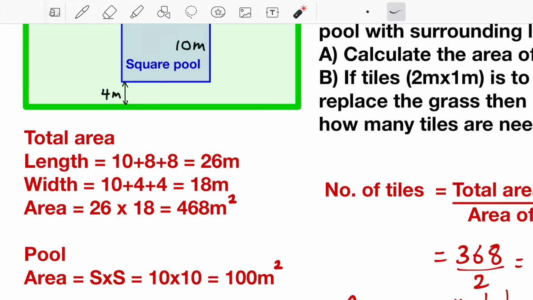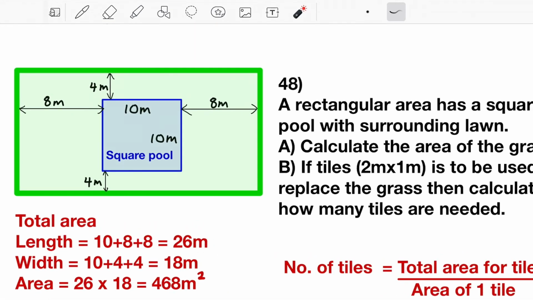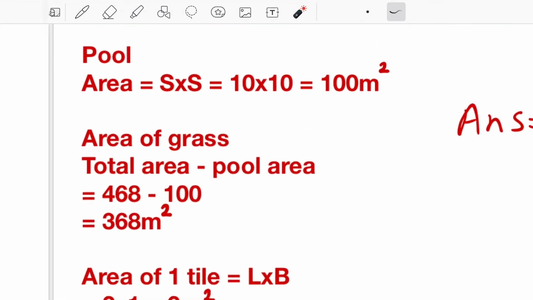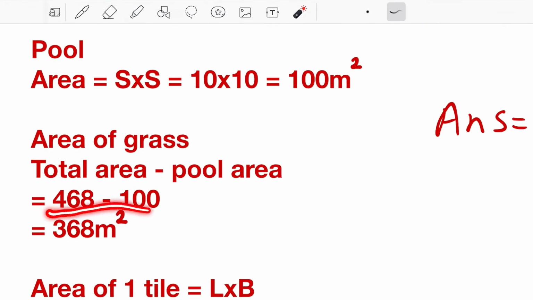We know that the pool is 10 times 10 is 100. So if we take away the pool from the total area, we will remain with the green only, or the lawn only. So 468 minus 100 will give us 368. So that's the answer for A.